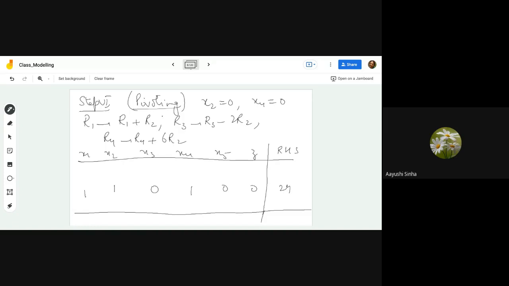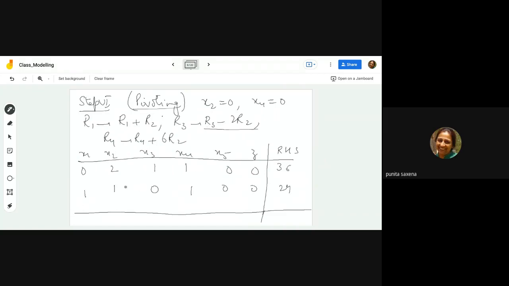Student: 0, 1, 1, 1, 1, 1, 0, 0, 0 and 36. Teacher: 36. Correct. What about R3?